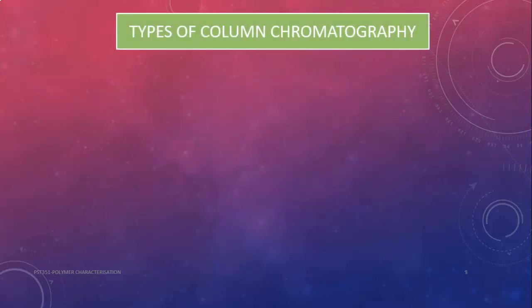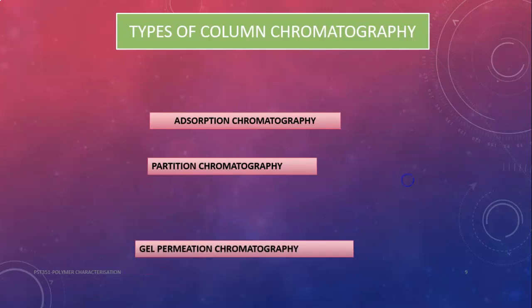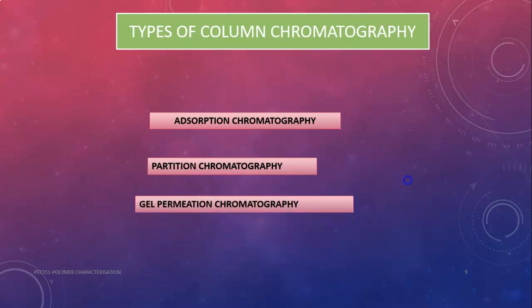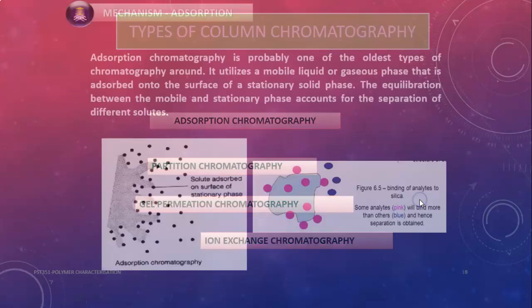Let's look at the types of column chromatography. We have partition chromatography, adsorption chromatography, gel permeation chromatography, and ion exchange chromatography. So these 4 types of chromatography we will cover in chapter 1.1.